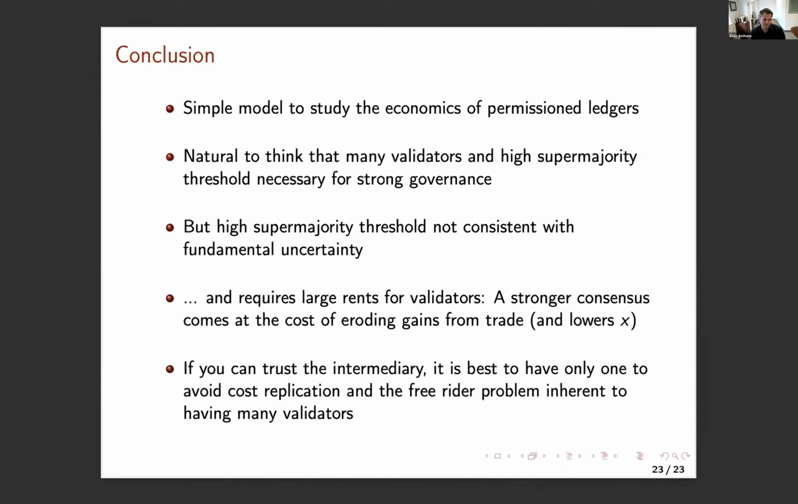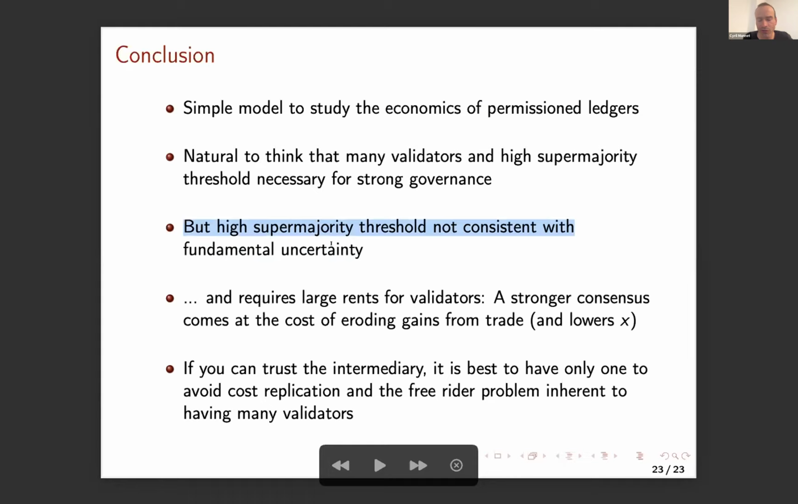So I presented a simple model to study the economics of permissioned ledgers. Again, I'm not saying that a permissioned ledger is better than permissionless. It's natural to think that many validators and a high supermajority threshold are necessary for strong governance. But actually, it's true, but it's not going to be consistent with fundamental uncertainty, in the sense that fundamental uncertainty might not allow you to reach consensus most of the time. And because of this fundamental uncertainty, you will need to pay large rewards to validators.